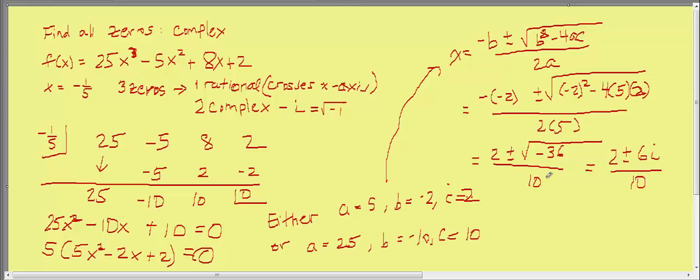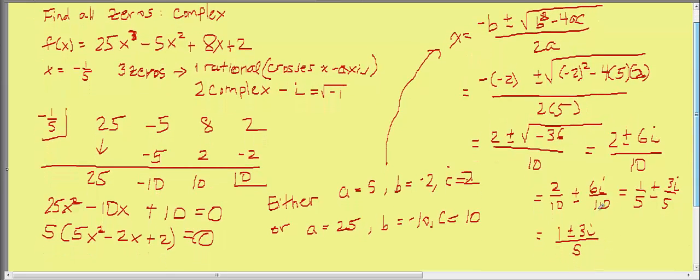Now a 2 can be pulled out of everything. Your best bet would be just to simplify it like this. So this would be 1/5 plus or minus 3/5 with an i here. Or you would have 1 plus or minus 3i all over 5. So either way, that will work, but this is the reduced version. You don't want to just knock out the 2 and the 10.